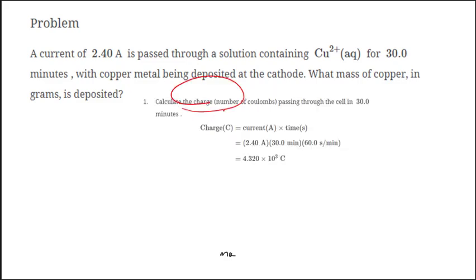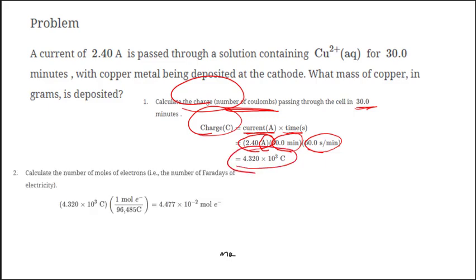First, we can calculate the charge, the number of coulombs that's passing through the cell in 30 minutes. To find charge, we can do current times time, or we can just start with that 30 minutes, times that by 60 seconds in a minute, and then times that by 2.4 amps, which is also how many coulombs per second. So all of my units would cancel except for coulombs. I can then take that coulombs and times that by Faraday's law, that's flip-flop, so that coulombs can cancel out, leaving me with moles of electrons.